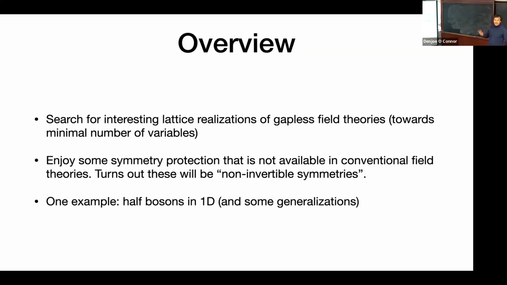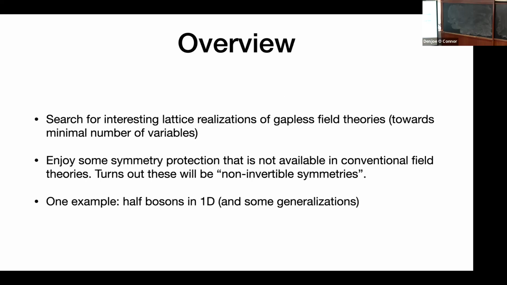What I'm going to tell you about is exactly this idea about how to think about Hamiltonian physics in a slightly different way than usual. As I said, I'm going to look for interesting lattice realizations of field theories that are gapless. Those are the ones that eventually have a chance of being relativistic in the low energy physics. I want to claim that they enjoy some symmetry protection that's not available in conventional field theories. It turns out that this non-conventional stuff ended up being related to non-invertible symmetries, although the first argument doesn't seem to be related to non-invertible symmetries. And then I'm basically going to talk about the idea of a half boson in one dimension and generalizations.